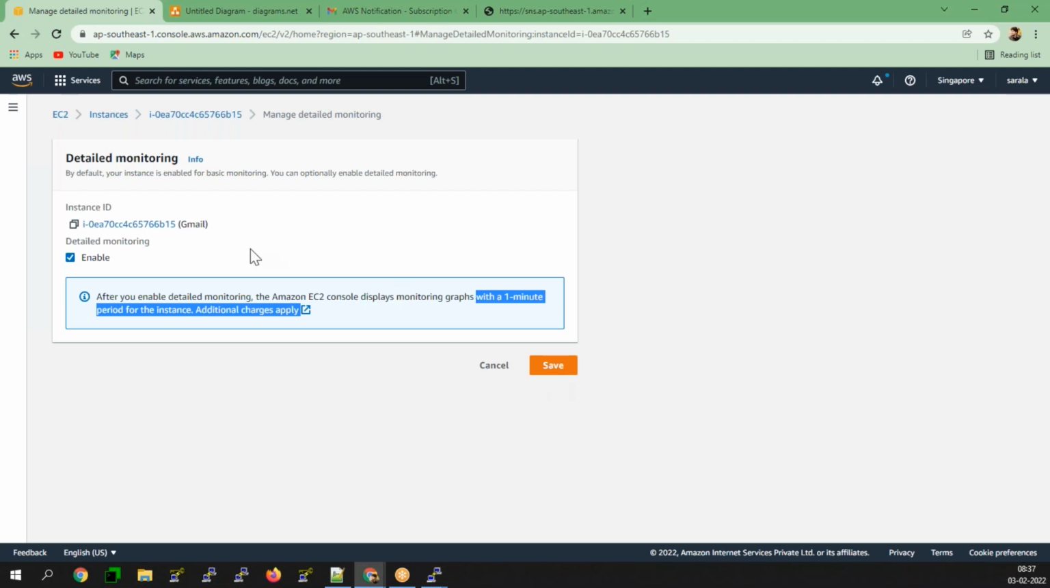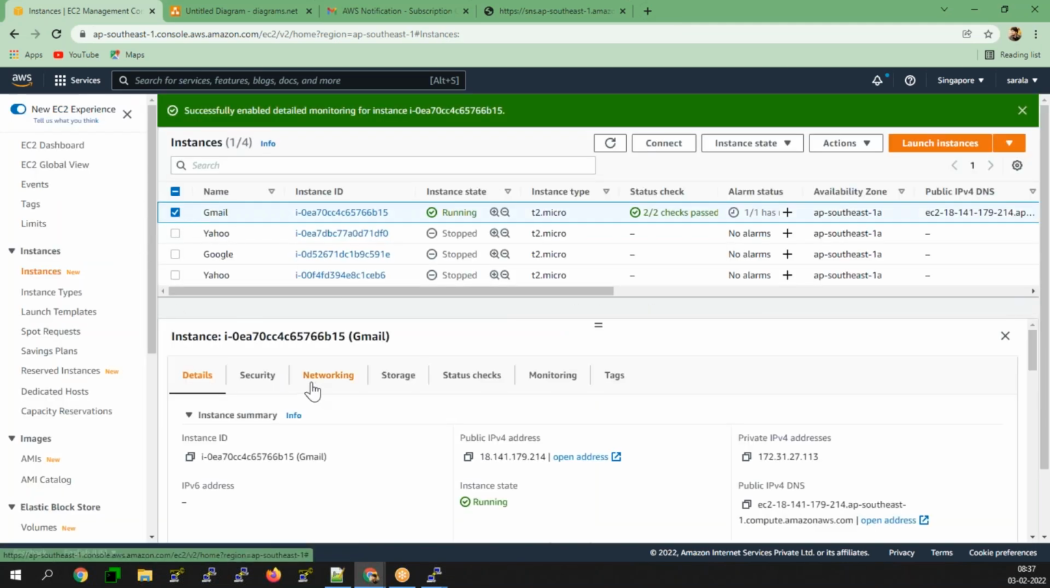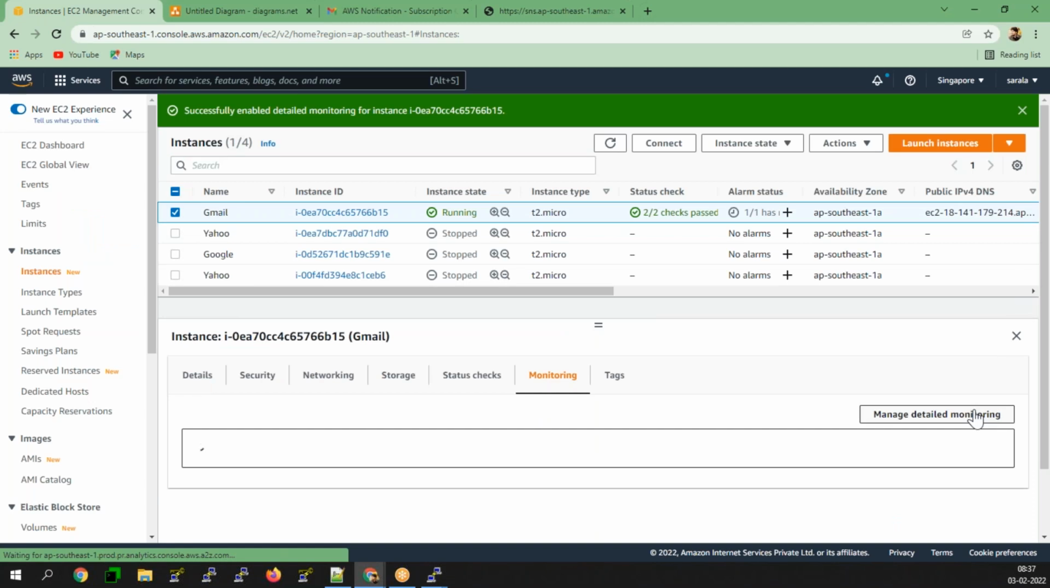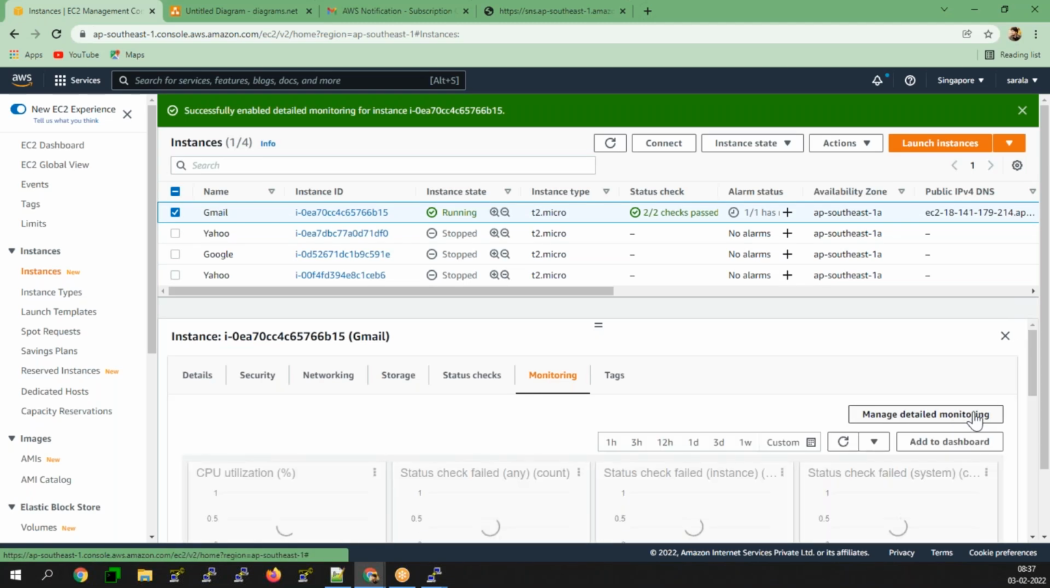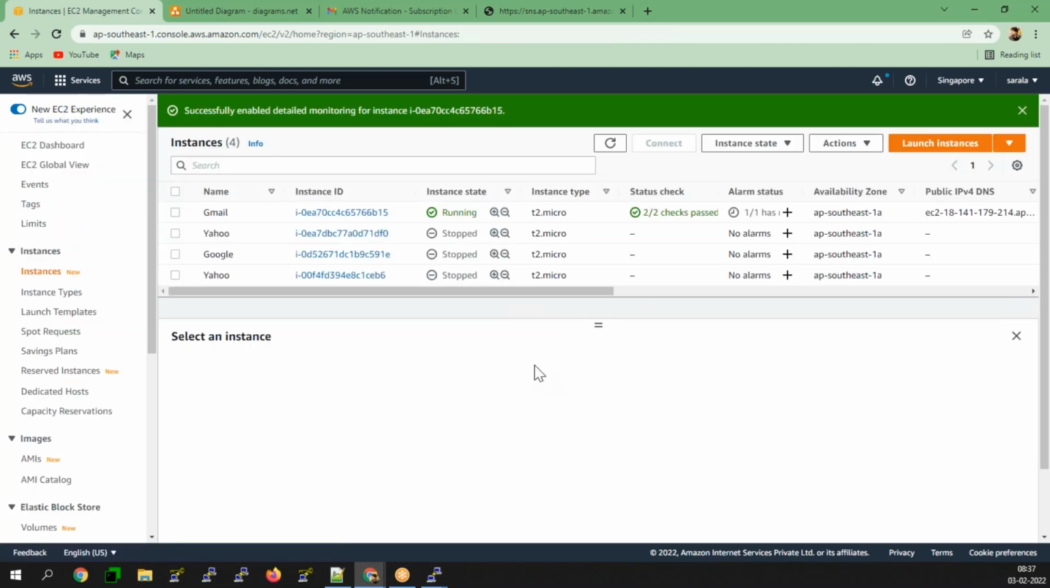This is what you need to do. So if you want detailed monitoring, you need to go for every 1 minute here. If not, will it go for 5 minutes? Yes, by default, it will take every 5 minutes. But when you explicitly enable detailed monitoring, it will collect the metrics every 1 minute. Is the cost more? Yes, there will be an additional cost here. By default, it will not be enabled.